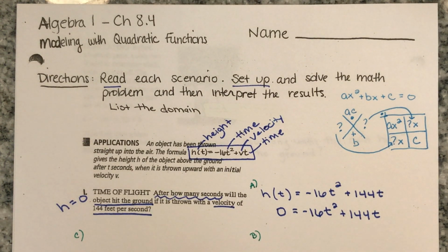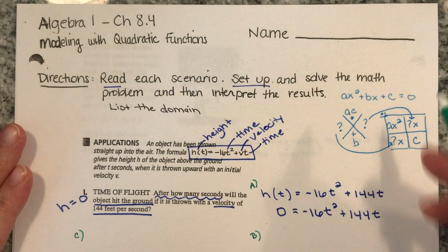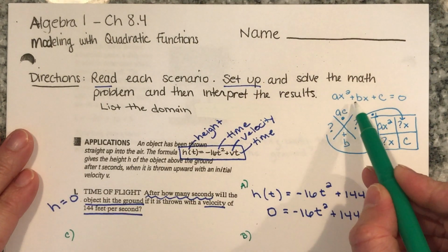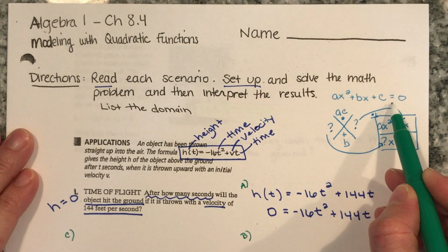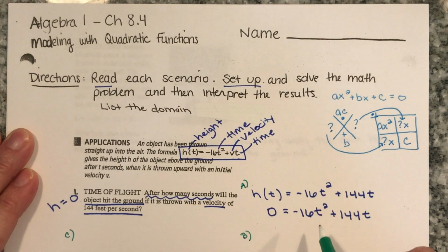In order to solve a quadratic, it does have to be set equal to 0, and you would like it to be in standard form. So remember, standard form is ax squared plus bx plus c equals 0. So we have the equals 0 part, so we're good there. And our standard form is fine. Our a value is -16. Our b value is 144. And our c value is 0.